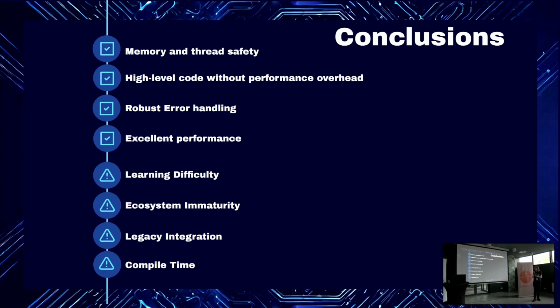But I have to say that, well, if you want to, you can do it. Ecosystem immaturity: there are not many people and also not many libraries that you can use in order to use Rust now. And also the legacy integration, because maybe you have legacy code that you want to integrate and it's kind of difficult to integrate. And the compile time, because in compile time is where most of the Rust things happen. So when you compile from scratch, maybe it's going to take you longer.